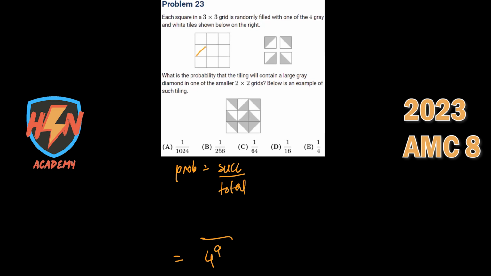Now let's say that the diamond was here, then that is fixed. But the other 5 boxes can be anything. So there are 4 raised to power 5 possible ways to do that. Since the diamond can be in 4 places in total, we can multiply this final answer by 4. So the answer is 4 raised to power 6 over 4 raised to power 9, which is 1 over 4 raised to power 3, which is 1 over 64, so the answer is C.